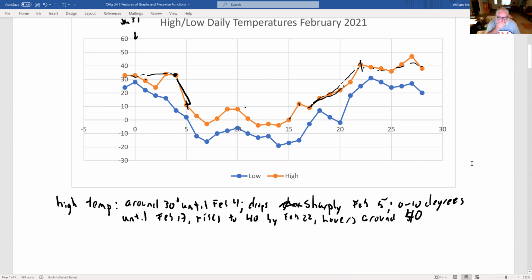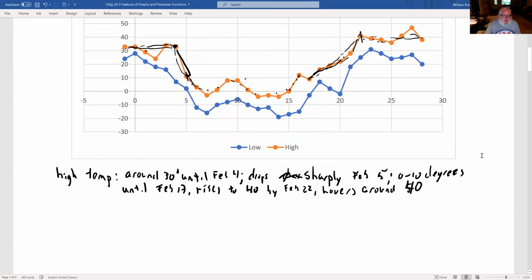So we have a period where the temperatures were kind of constant, a period of decrease, a little bit of oscillation between 0 and 10, an increase, and constant again. And these are features that we want to be able to see on a graph and be able to talk about. So increasing, decreasing, and constant, we can actually identify intervals.